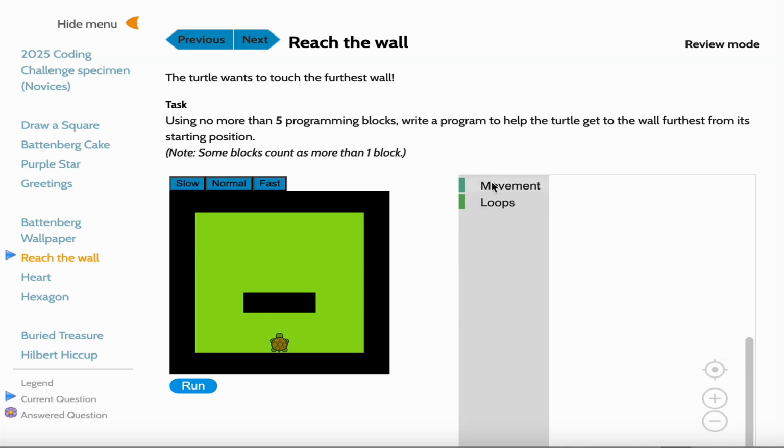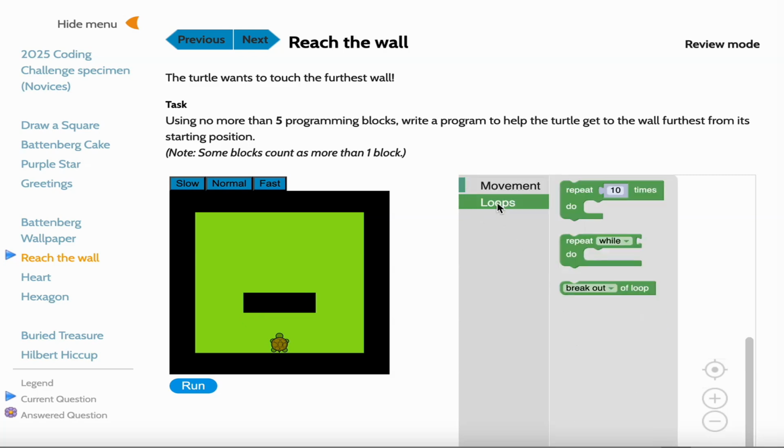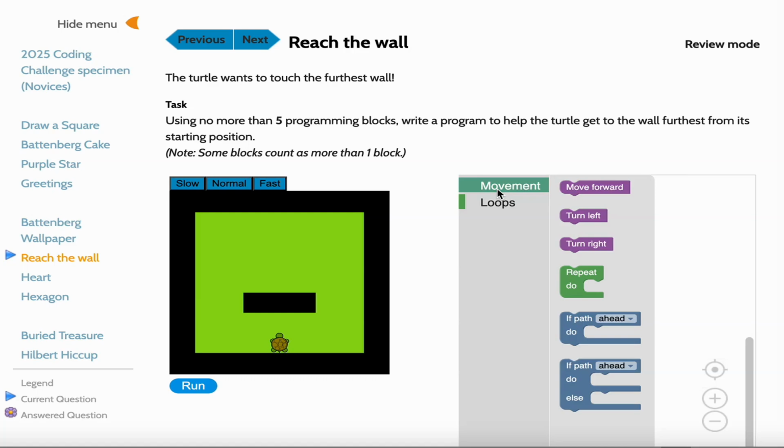So there's 2 types of blocks. One is a movement block and one is a loops block. Now the loops block is there for a particular reason. This means that in some way, shape or form we do need to consider the fact that we may need to repeat certain steps that the turtle takes, and thus use the repeat block to help us do that quicker.